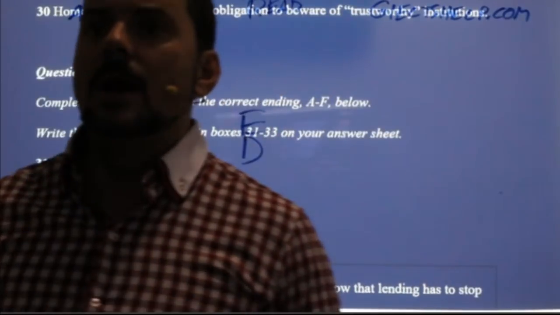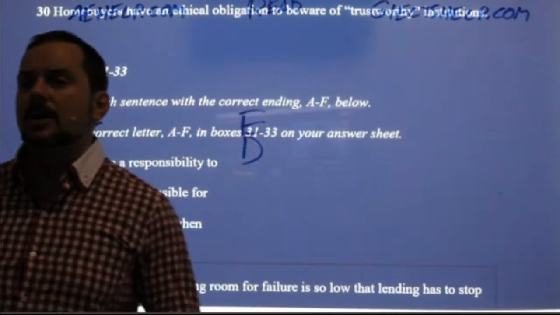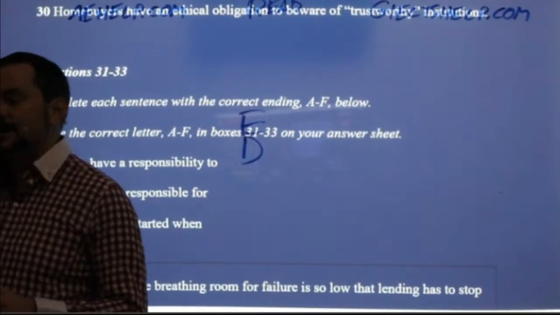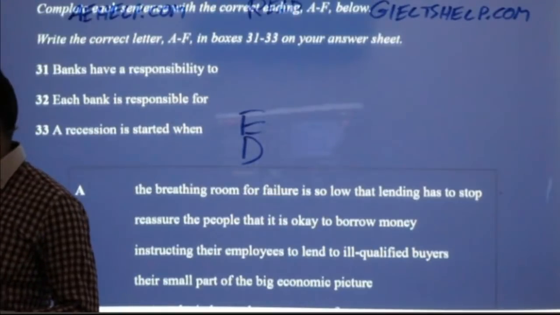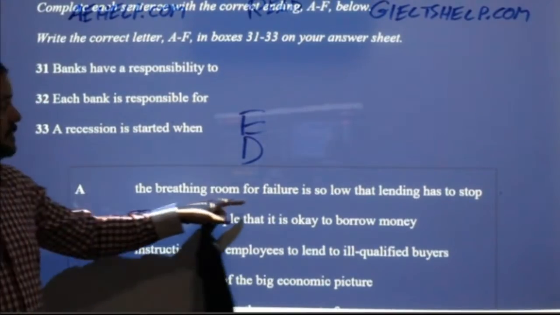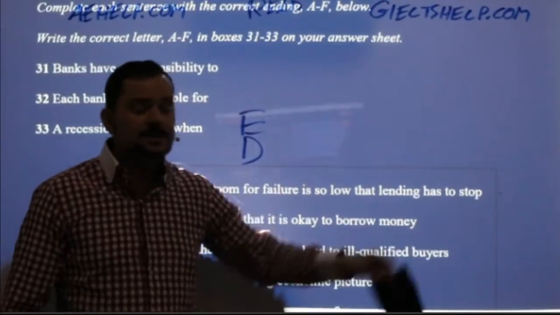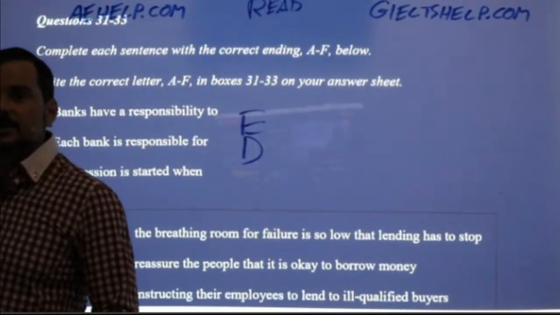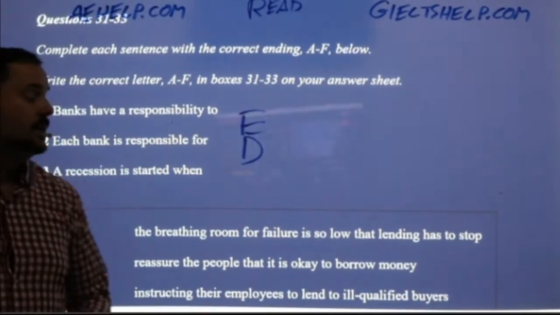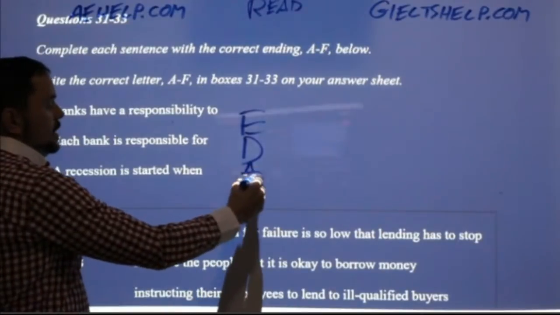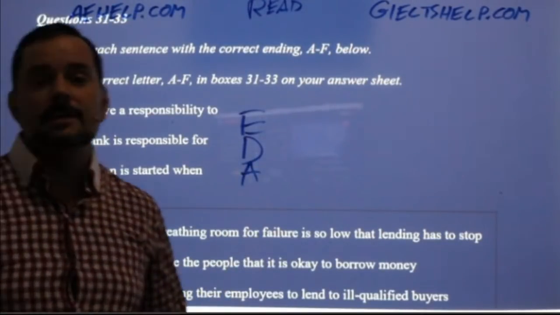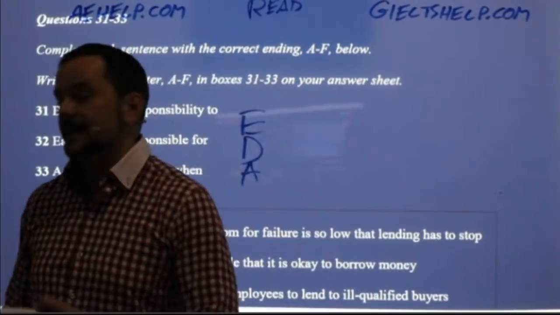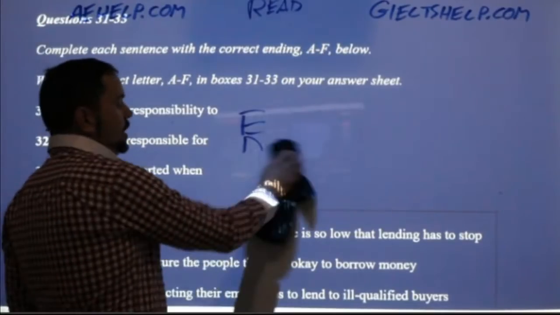Okay. Everything in the channel, we're using our exam book 1. So academic IELTS help exam book 1. Okay. So here, the breathing room for failure is so low that lending has to stop. If we stop lending, recession is started. So the correct answer is A. If banks are no longer able to loan money, that leads to recession, because that means we have to use the money that we have, and that devalues money very quickly. Okay. All right. Very good.